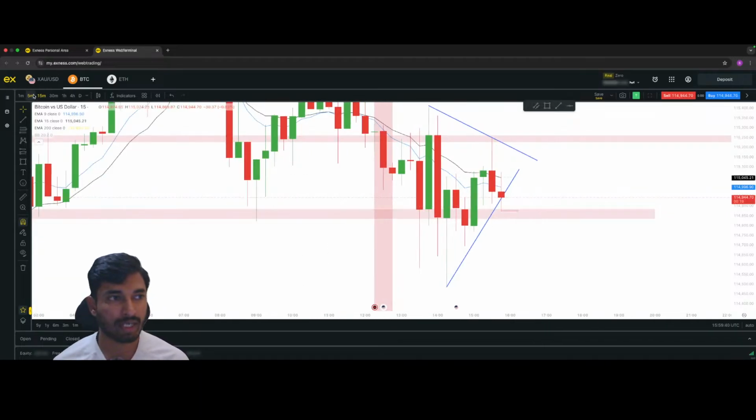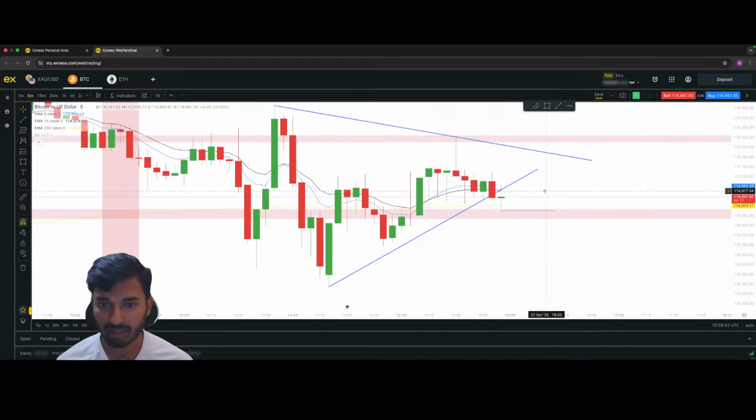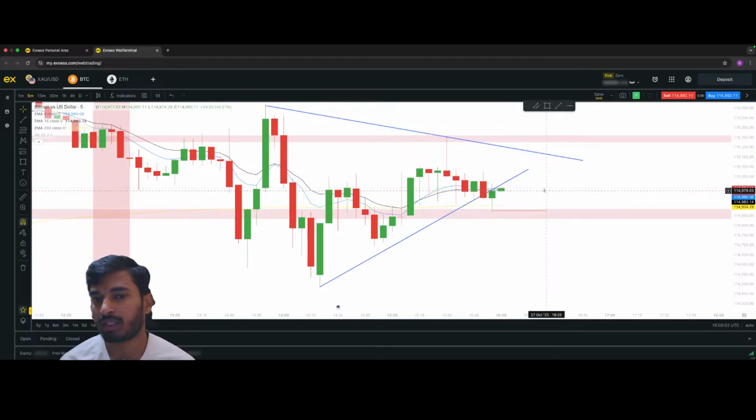I am using the XNES platform, where in India the XNES has just closed its operations. Only people who had opened accounts before can trade. The rest of the people need to open other demat accounts.